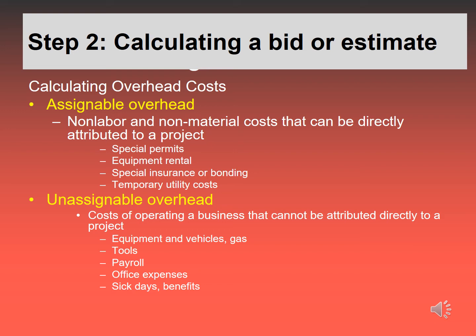Unassignable is stuff your company has to pay. You can't make the client pay for the shovels that you own, or the tools that are used in all the jobs, or to pay for your payroll or office expenses or sick days. Those are things that have to be included in your bid and estimate implicitly. They're not stated on it, but your costs of labor, mostly labor, you wouldn't do it in materials, has to be enough above your cost so it can pay for these things too, including, like I said, your profit, but also all these unassignable overhead costs.